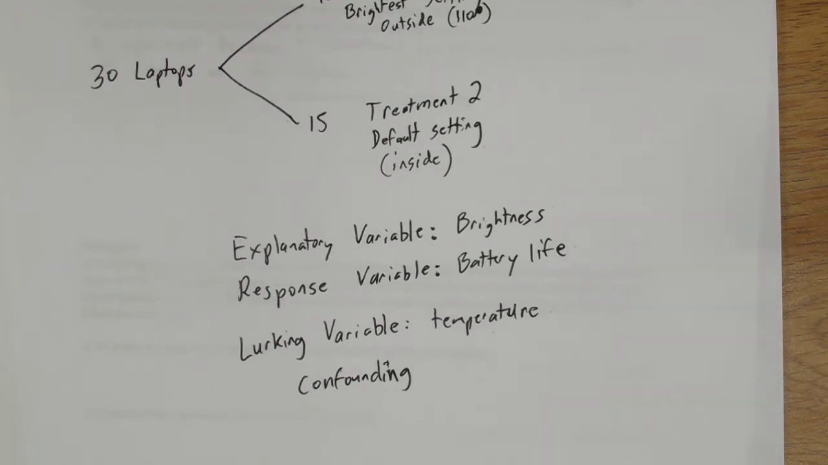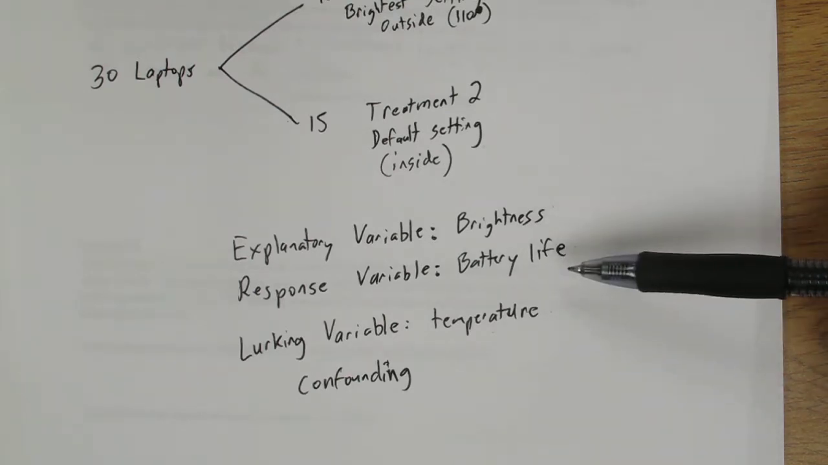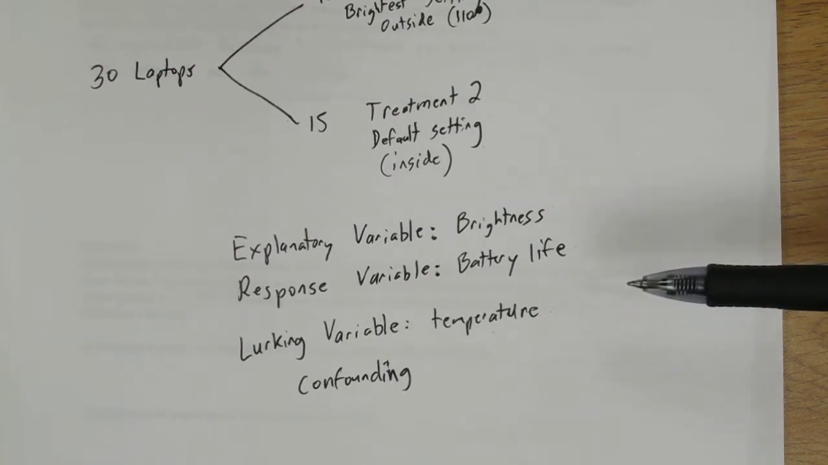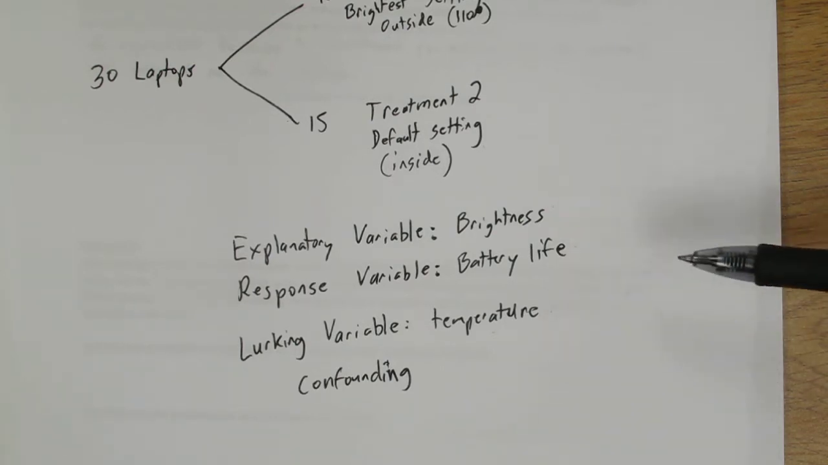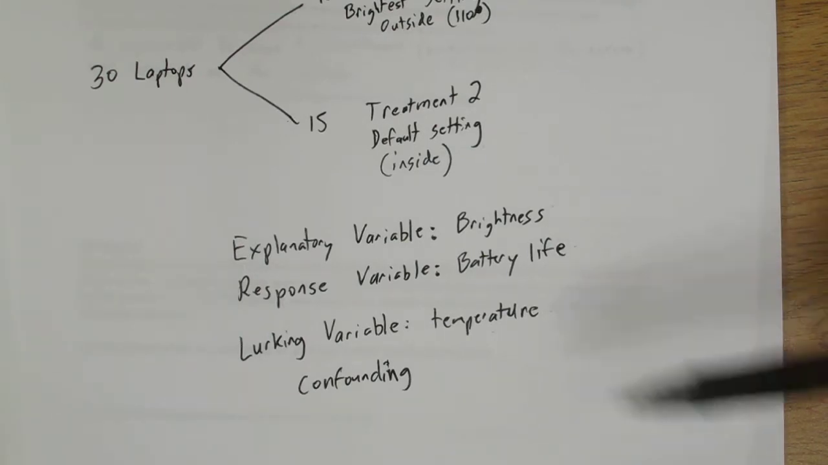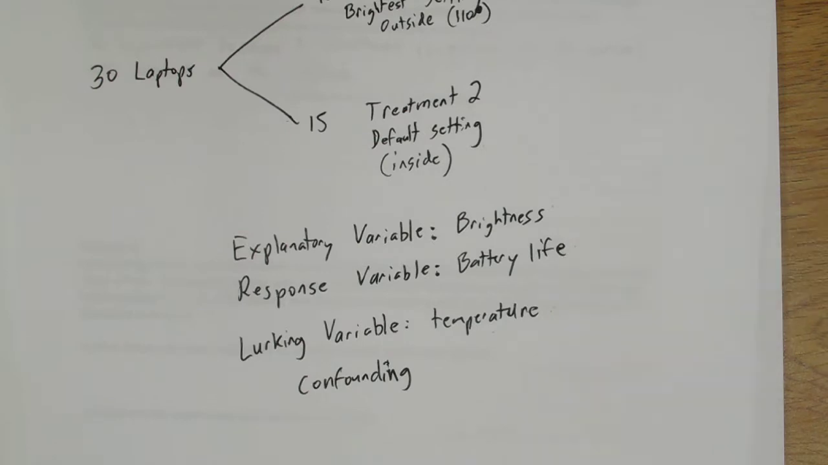Lurking variables cause problems in two ways. They create extra variability in the response variable, and they also have the potential to become confounding and make it confusing to determine if it's our explanatory variable or some lurking variable that's causing differences in the response variable.